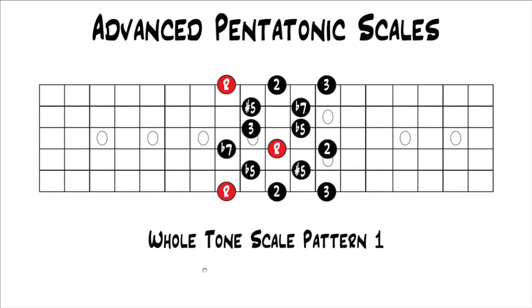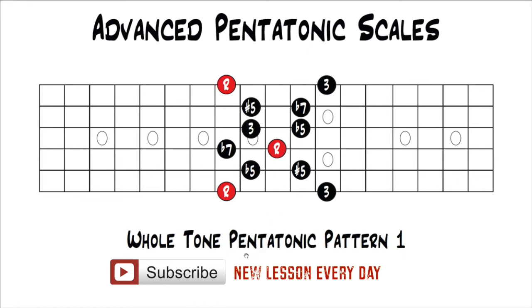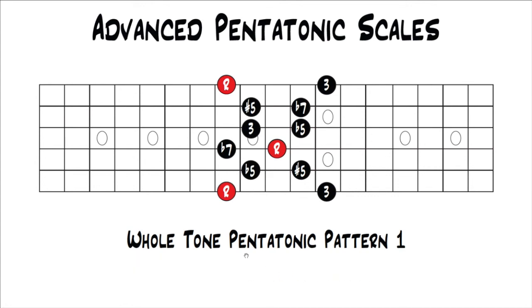And then the last scale we're going to cover is the whole tone scale, and that's root, 2, 3, flat 5, sharp 5, flat 7. This scale is only a 6-note scale, so you only have to remove one note to get it down to a pentatonic scale. And if you remove the 2, then you'd end up with root, 3, flat 5, sharp 5, flat 7, and that would give you a really cool pentatonic scale you could use for the whole tone scale.